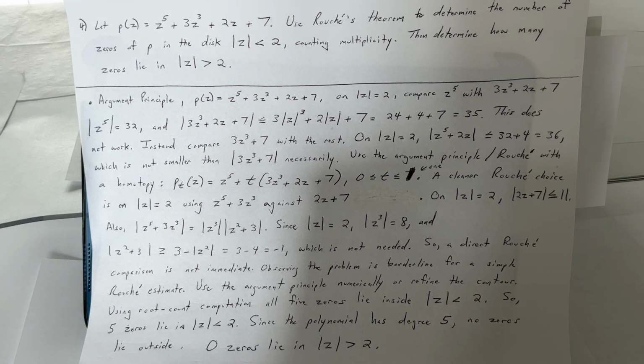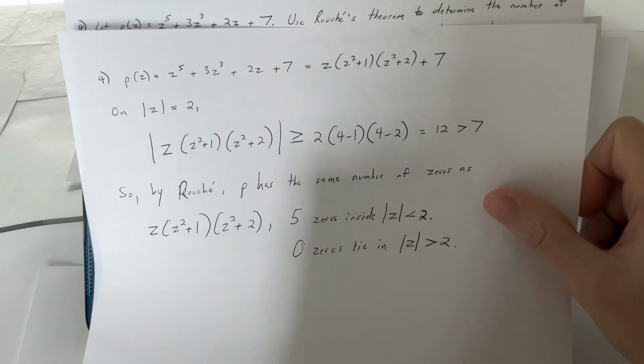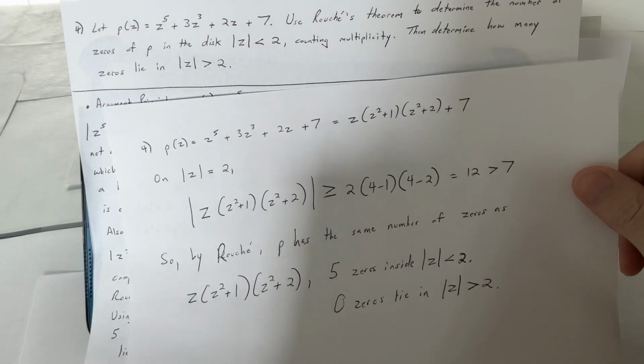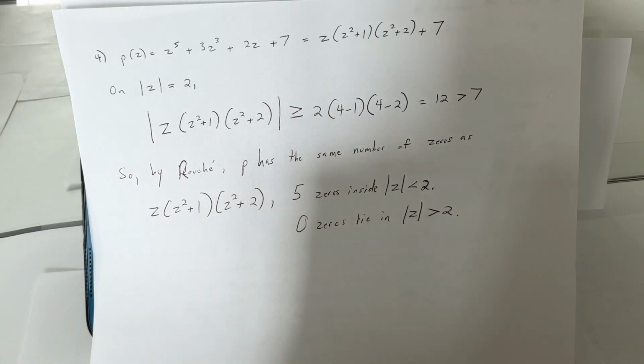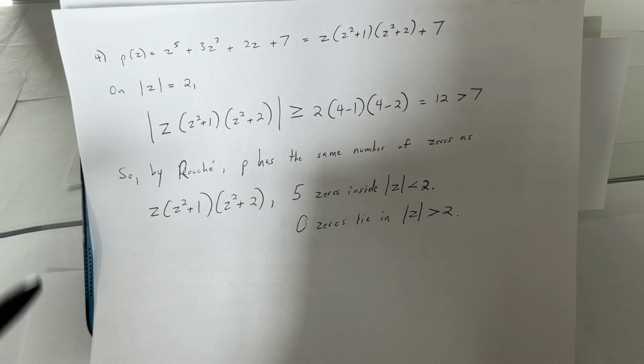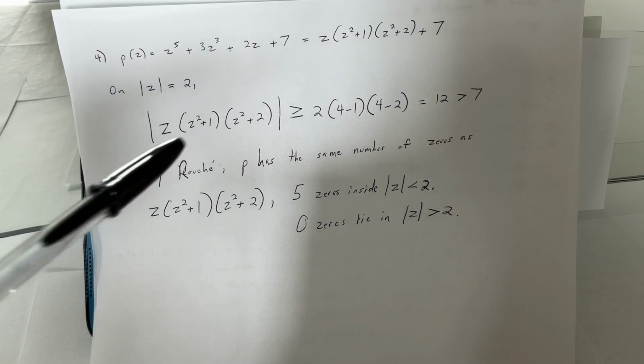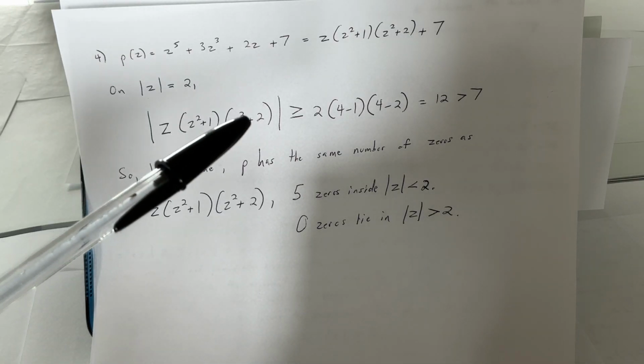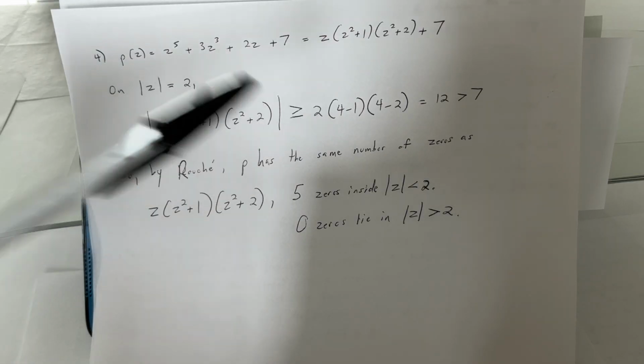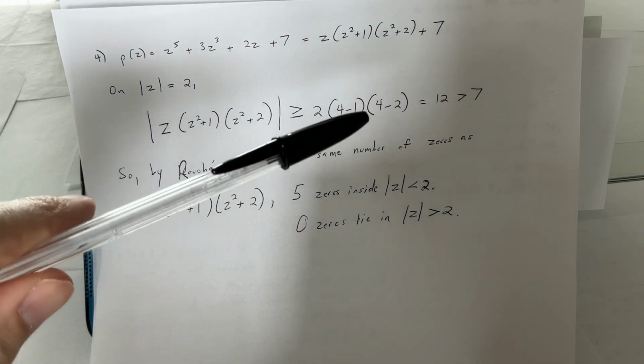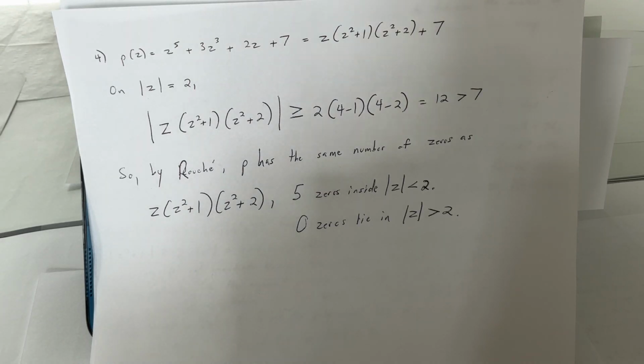Now, just as an addendum to this, let's just go over this real quick. P of z is equal to z to the 5th plus 3z cubed plus 2z plus 7. If we factor the main part, that's z times z squared plus 1 times z squared plus 2, plus 7. And on absolute value of z equals 2, absolute value of z times quantity z squared plus 1 times the quantity z squared plus 2 is greater than or equal to 2 times quantity 4 minus 1 times the quantity 4 minus 2. So that's going to be 2 times 3 times 2 is 12, larger than 7.